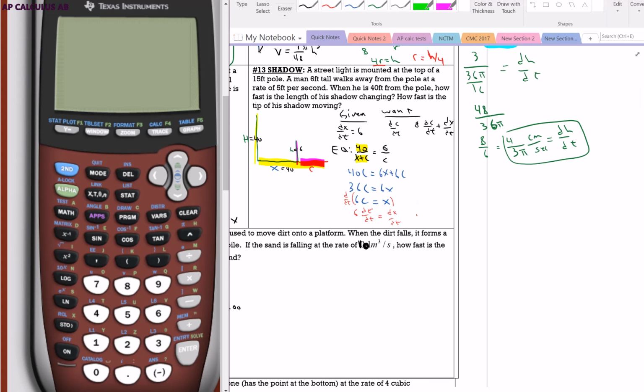Let's go ahead and plug these in. So we have 6 dc/dt equals... no, he moves at a rate of 5. I don't know why I wrote that. Sorry, dx/dt is not 6. dx/dt is 5, right? It's right up here, moving at 5 feet per second. So dx/dt is 5, so it's going to be 5/6 feet per second. That's the rate of change at which the shadow changes. That's the answer to part A.